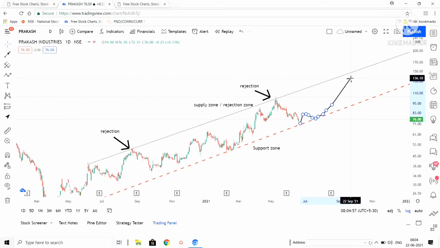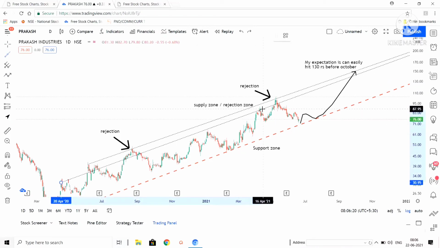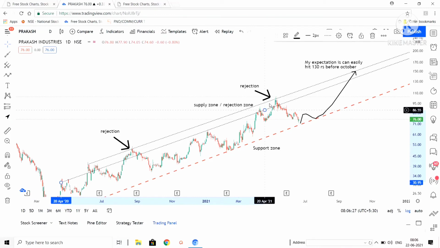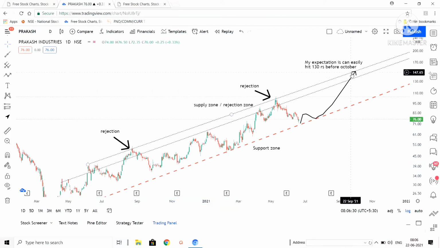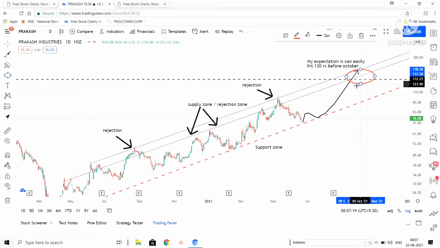For our safety, we can make a new rejection zone near the bottom side of the supply zone, and we can close almost 80% of our quantities at this level itself. If the company moves as in my first prediction method, it can go and hit the target of 130 rupees within a span of 4 months. We can close our 80% of shares near this circled area itself.